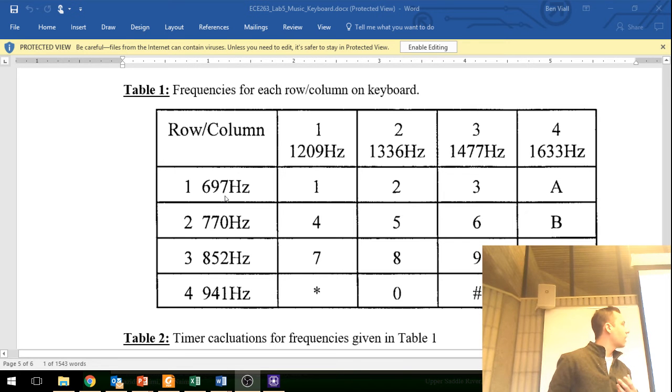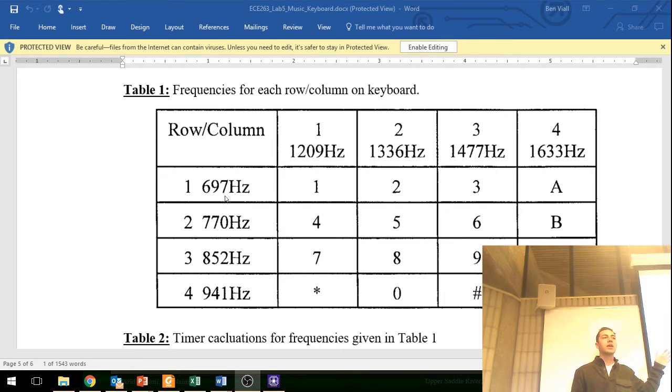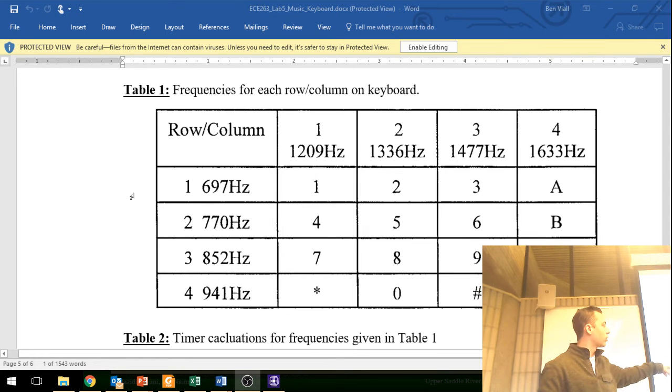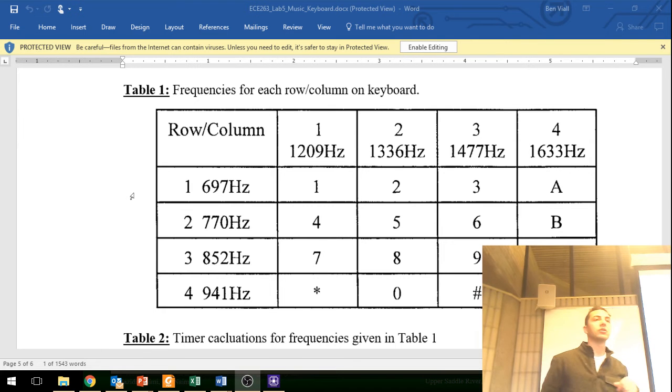In terms of the software, this is how handsets used to work. Every column was assigned its own frequency. Every row was assigned its own frequency. If you look, it starts at 697, goes up to 941 for the bottom row, and then the columns continue to increase. I don't want to get into the history of why they did this, it is what it is. These are the frequencies you have to create. There's going to be a bit of math.